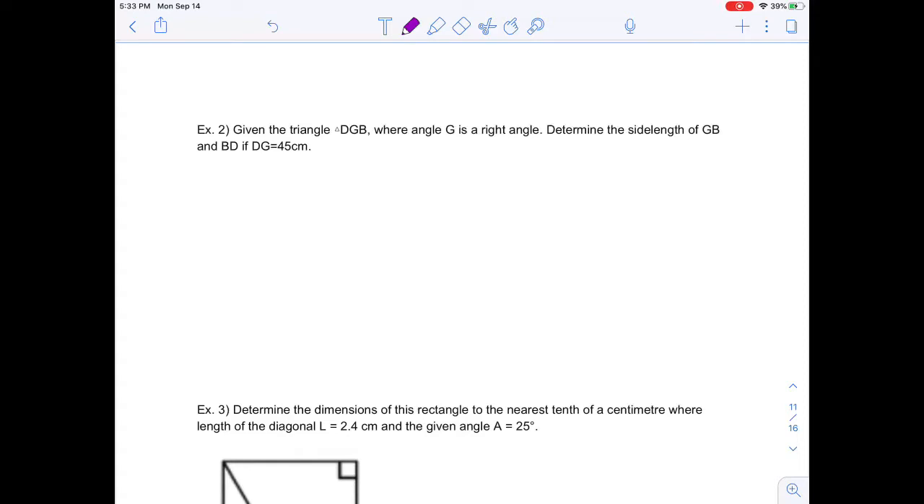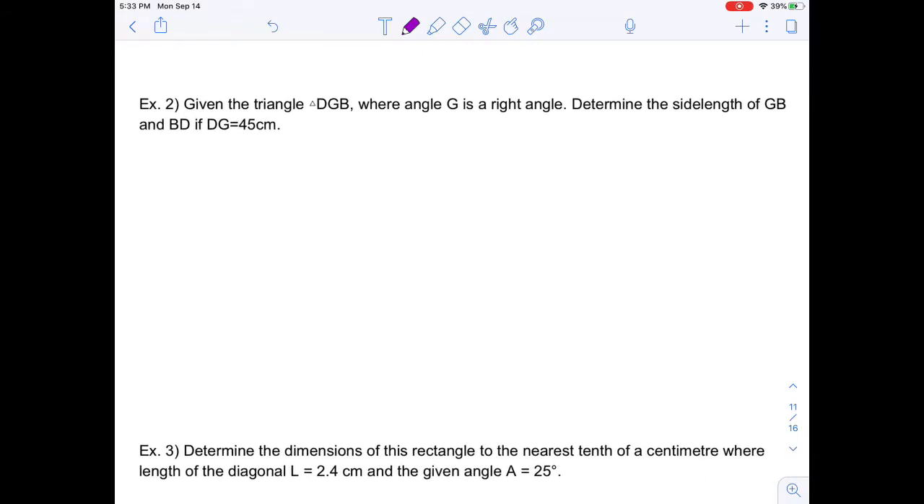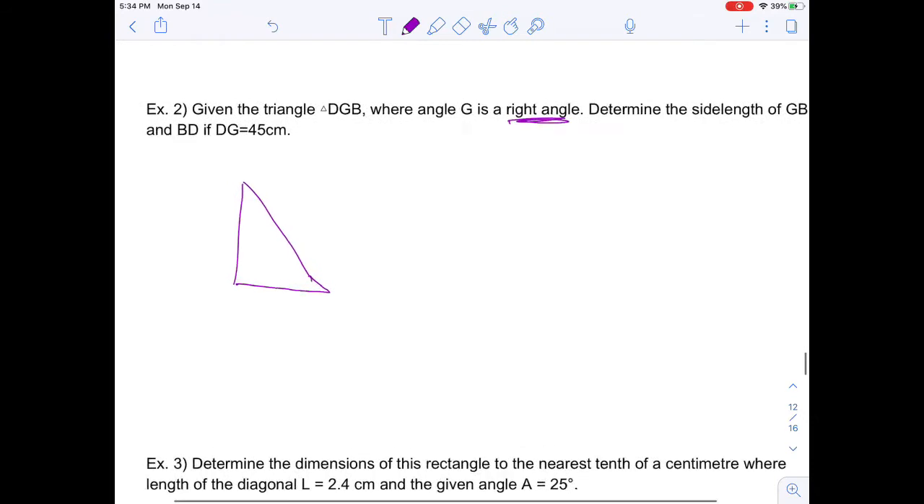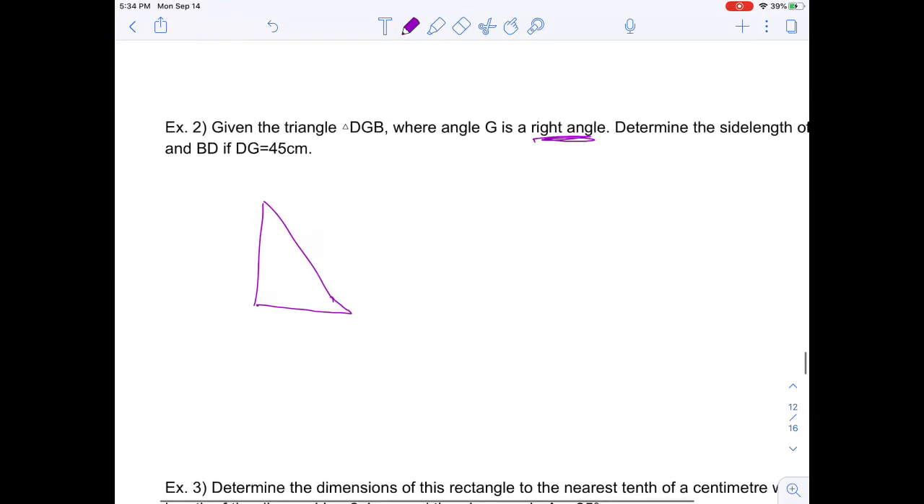Okay? So let's create what this triangle looks like. We know it's a right angle triangle, so let's draw just a right angle triangle. And now we can start manipulating it. So it's saying that G has to be the right angle. So that automatically makes this G. And now D and B can be either one, right? Because you can read it as D to G to B.